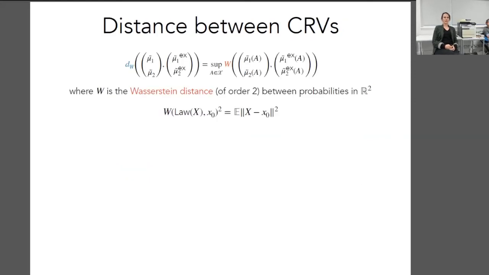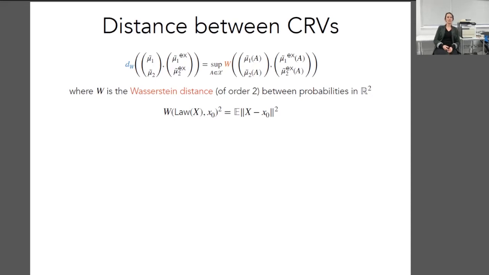So I'll just say a couple of words on the distance that we considered between completely random vectors. In principle, the definition is quite intuitive. We considered the set-wise evaluations of the completely random vectors and took the Wasserstein distance between the set-wise evaluations. And then we simply took the supremum over all Borel sets. Here, the Wasserstein distance is the Wasserstein distance between the probabilities in R2.